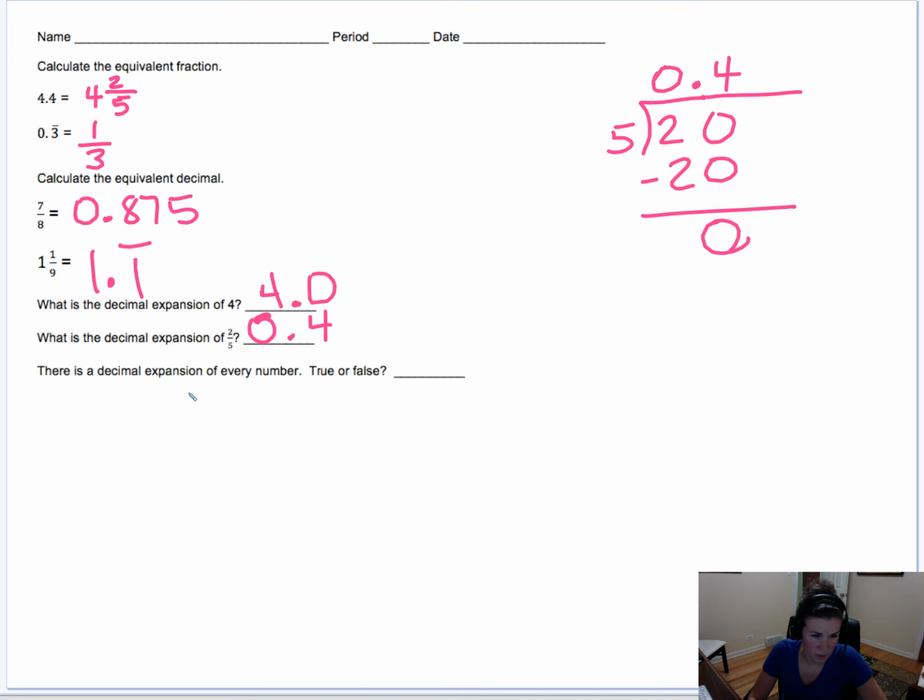And now remember, we discussed this in class. There's a decimal expansion of every number. That would be true. So that's all for the corrections.